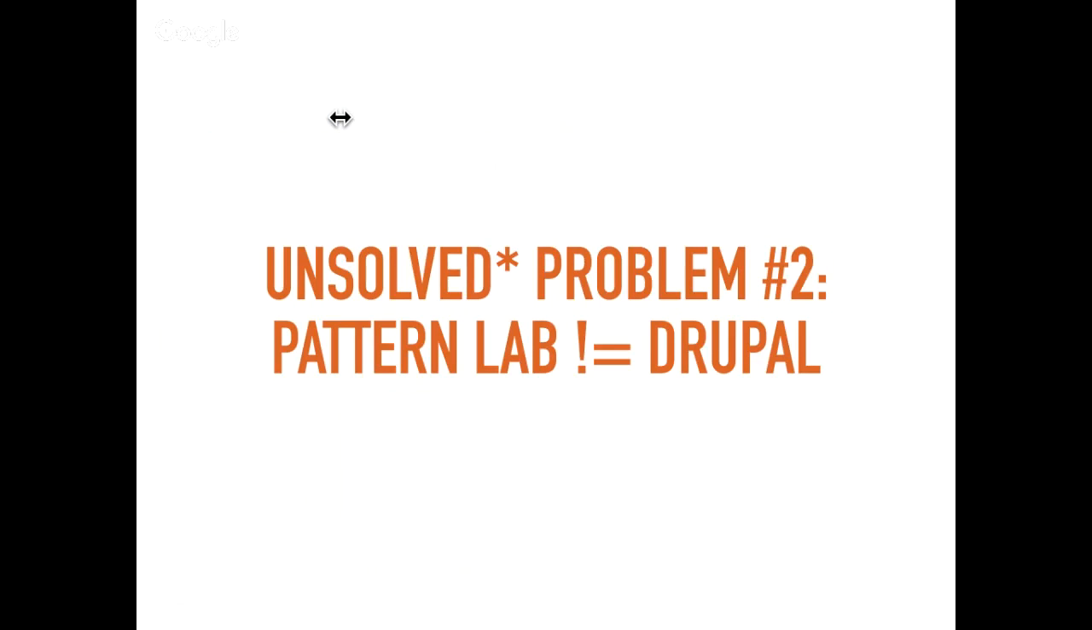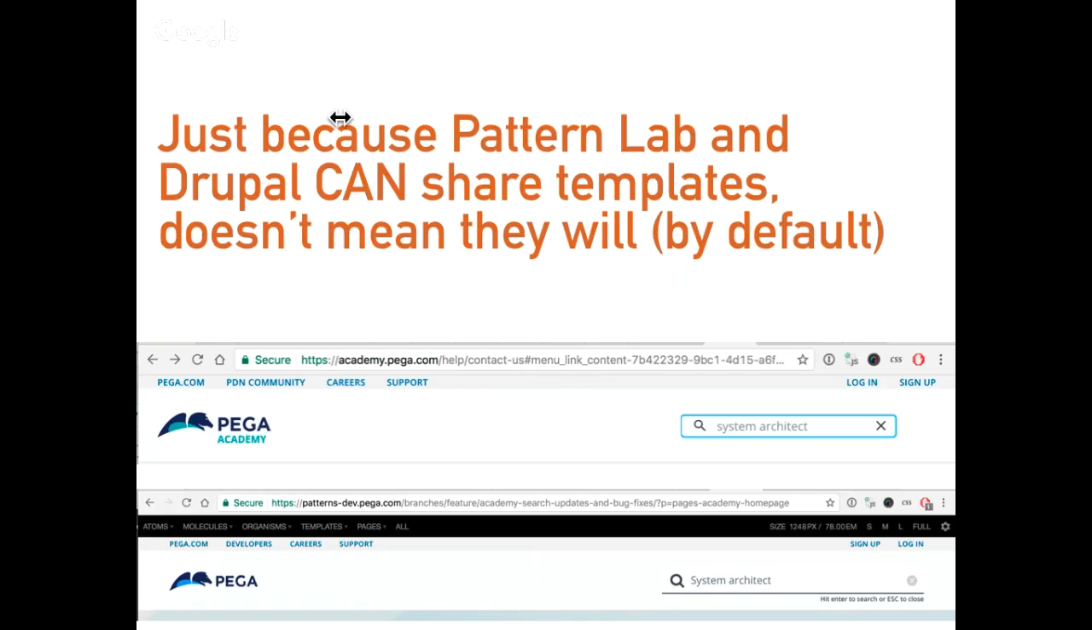Another unsolved problem is that Pattern Lab and Drupal just aren't the same thing. They are not equal, so you have to stitch them together. And anytime you have to stitch something together, it's not seamless. This is a fairly recent project that we rolled out. We have a new Pega Academy website, a training and online course portal to get up to speed and refine your skills using our software.